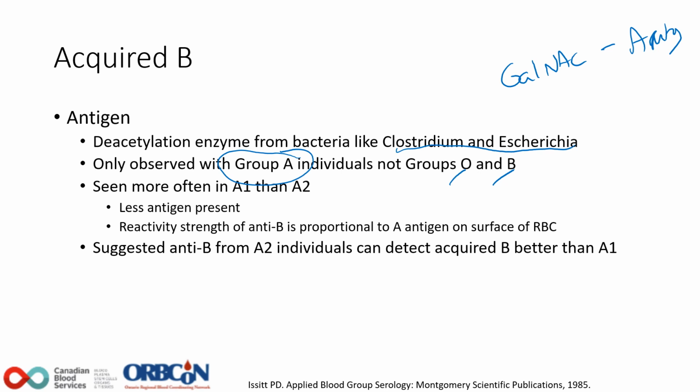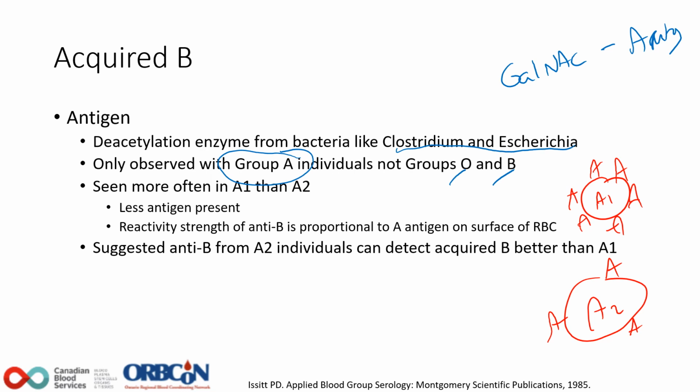It's actually seen more often in the A1 versus A2, and it's because the A2 has less antigen present and the A antigen is slightly modified, and so therefore you don't see it. You need to have enough of the antigen on there for the deacetylation enzyme to act, and then for you to see it by monoclonal. And the reactivity strength of the anti-B that you see of your monoclonal is proportional to the A on the surface of the red cell. So with an A1 person, you've got a lot more A than an A2 person who has fewer A. So when this gets converted to a B, it's easier to see it by monoclonal, whereas if this gets converted to a B, it's a lot harder to see it by tube.